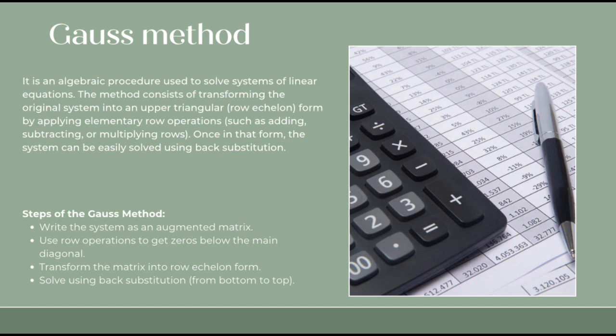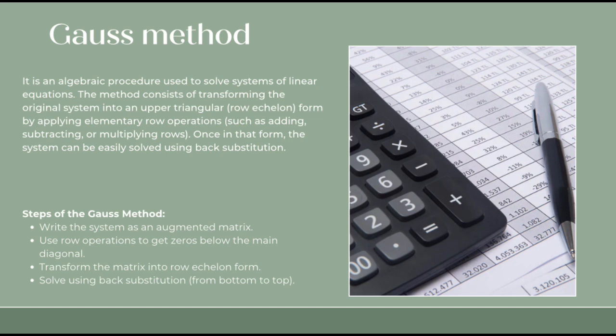The first step is to write the system as an augmented matrix. Start by expressing the system of linear equations as a matrix, placing the constants from the right side of the equation in the last column. Step 2: Make the leading coefficient of the first row a 1, if it is not already. You can do this by dividing the entire row by the leading coefficient.